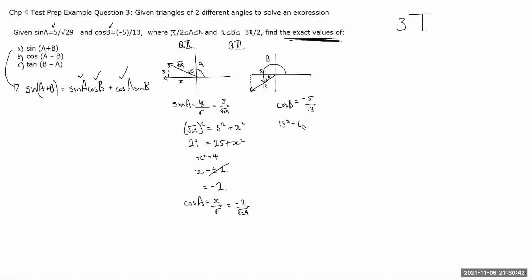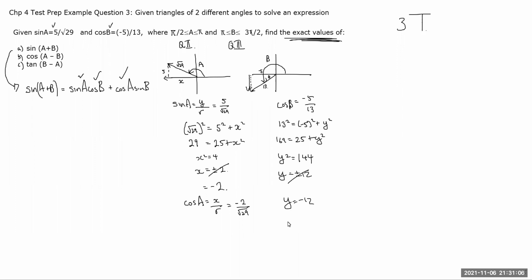It's a negative value. Well, if cosine of B is equal to -5 over 13, once again, by Pythagorean theorem, 13 squared is equal to (-5) squared plus, I'm going to call it, y squared. 169 is equal to 25 plus y squared. That means y squared is 144. Y could be plus or minus 12, but it's in quadrant 3.